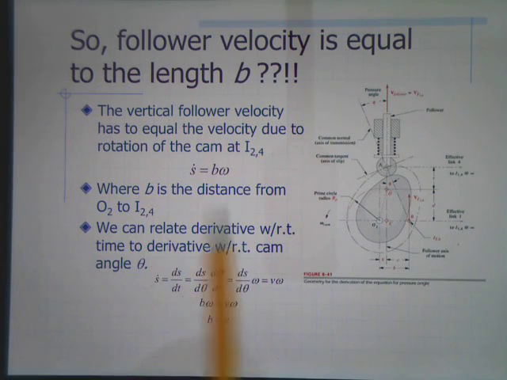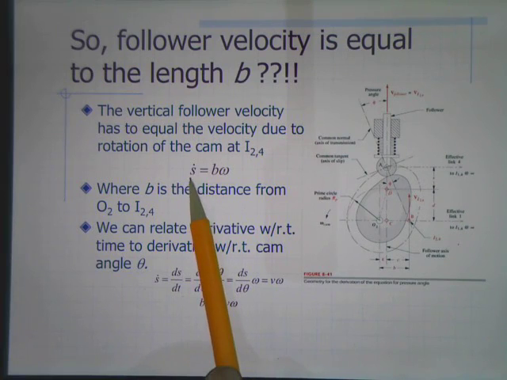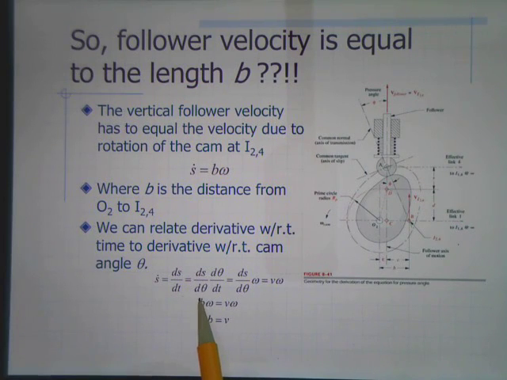So b is the distance from O2, the ground point or the center point of this cam, to I24. That's our distance b. We can relate the derivative with respect to time to the derivative with respect to cam angle. So s dot is ds/dt, right? The derivative of s with respect to time. But that could also be written ds/dθ. Remember, oftentimes we did our velocities by taking the derivative of the position with respect to cam angle theta.